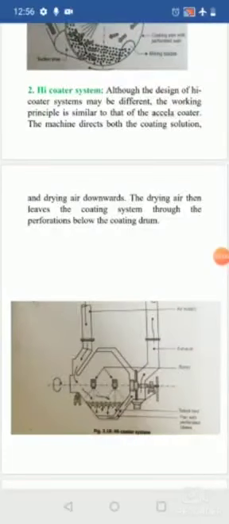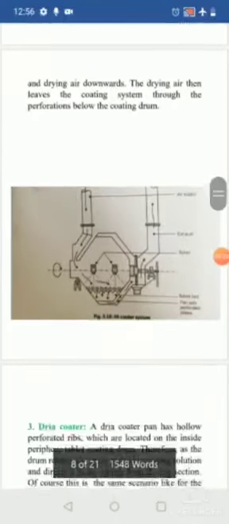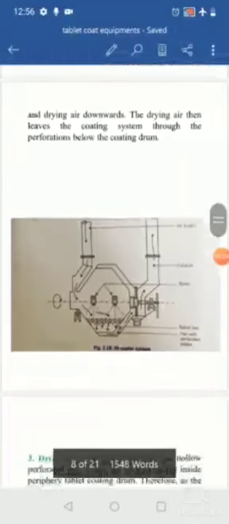So directly there will be two inlets, one for the air and one for the coating system, and both are directly inserted into the coating pan, and both of them are going to spray simultaneously. So there will be drying as well as coating. So that was the high coater system.